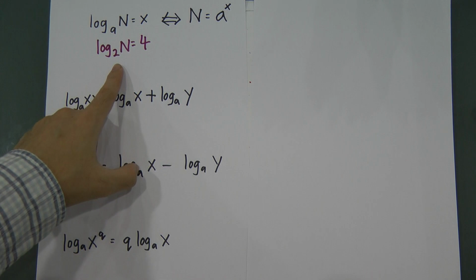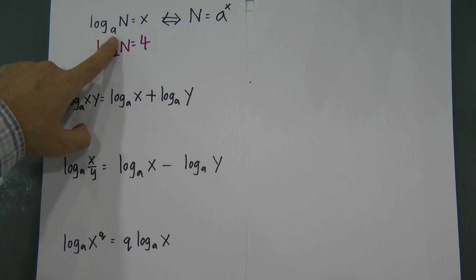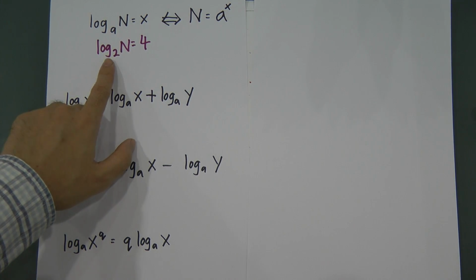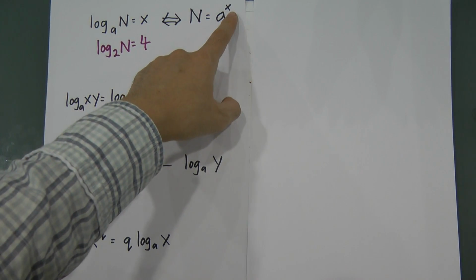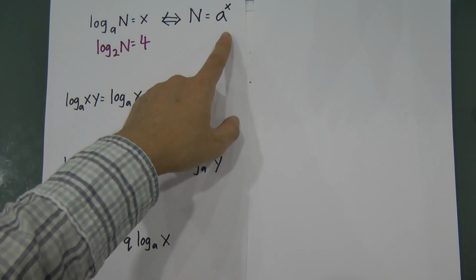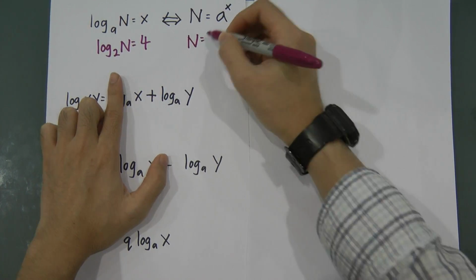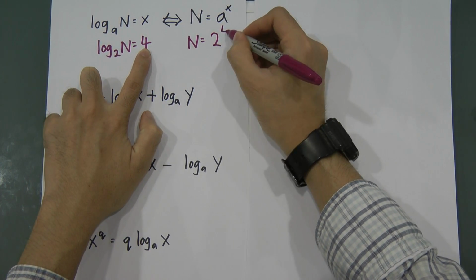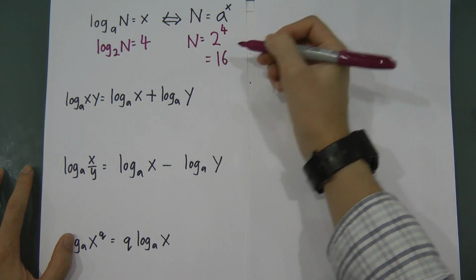What I can do is move the log 2 to the other side. When I move the log 2 to the other side, the 2 will become the number, and the 4 will become the power. So n equals base 2 as the number, and the 4 becomes the power. Therefore n equals 2 to the power of 4, which is 16.